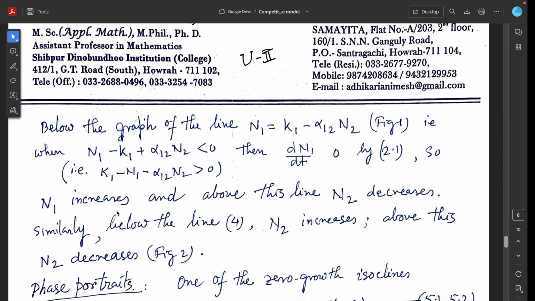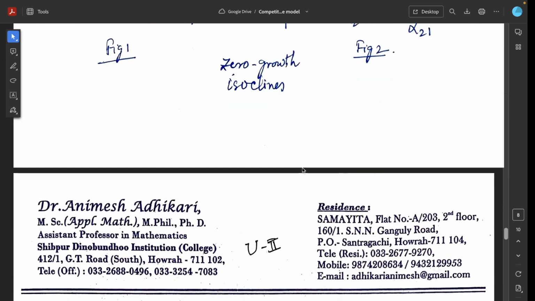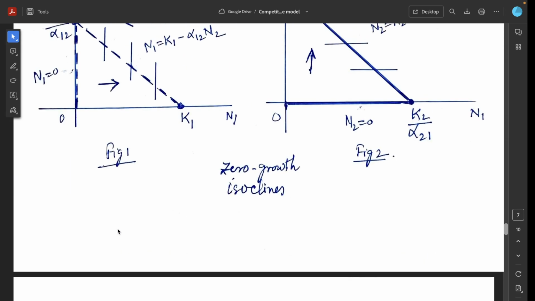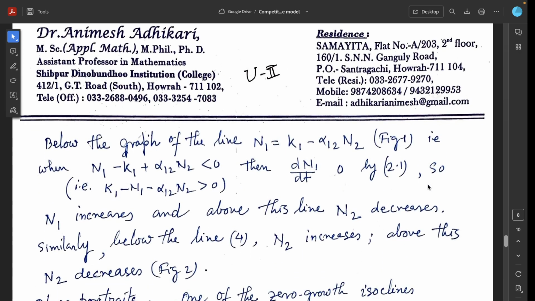So K1 minus N1 minus alpha 1 2 N2 is greater than 0. Obviously dN1/dt is less than 0 in this case. N1 increases below this line, and above this line N1 decreases. So N1 increases means a right side arrow.